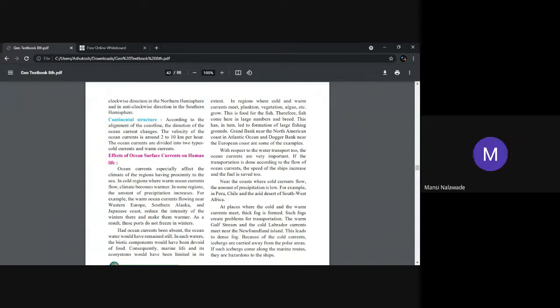So my first question, what are the two types of current? Cold currents and warm currents. Very good. Nidhi? Yes, ma'am. Cold currents and warm currents. Yes, Hariom. Yes, ma'am. Cold current and warm current. Anyone? Veda Shelke? Soham? Yes, teacher. Two types of current.